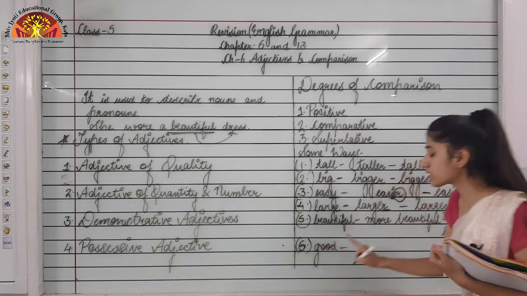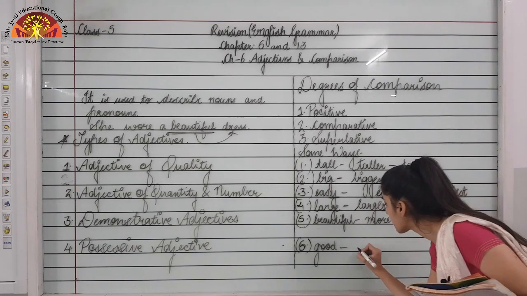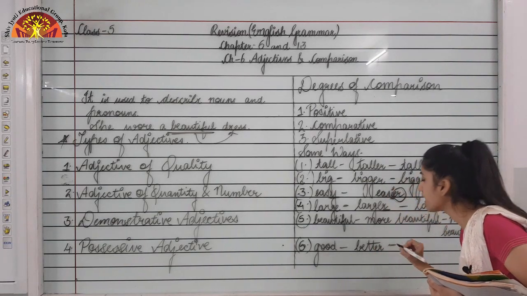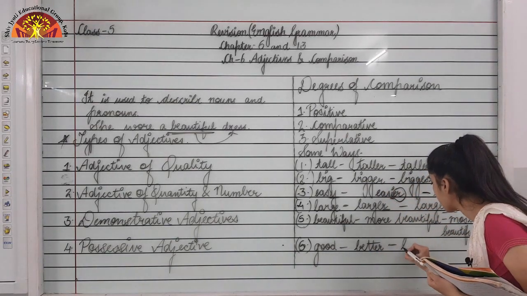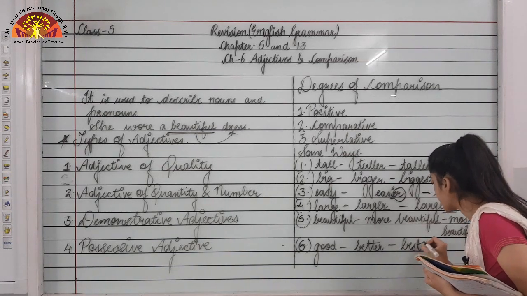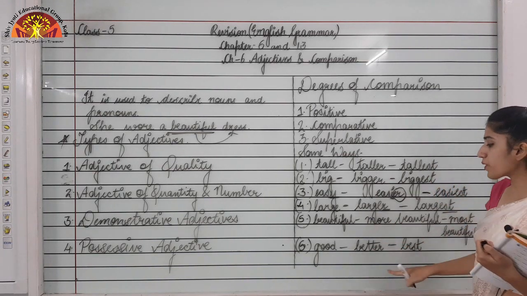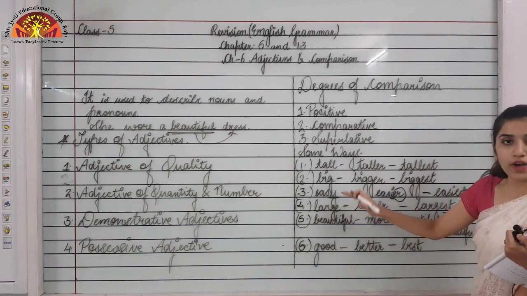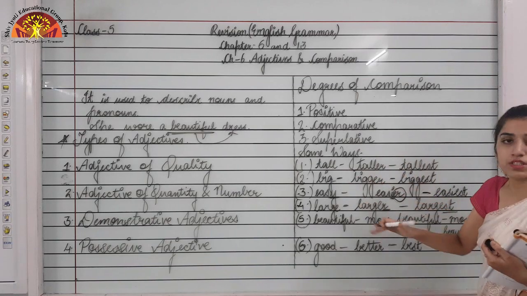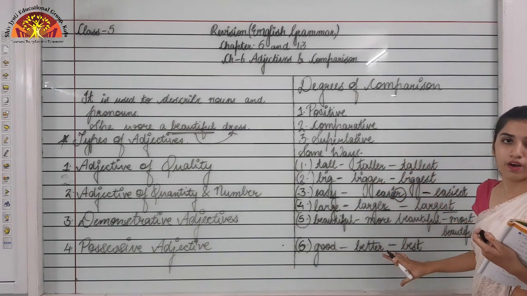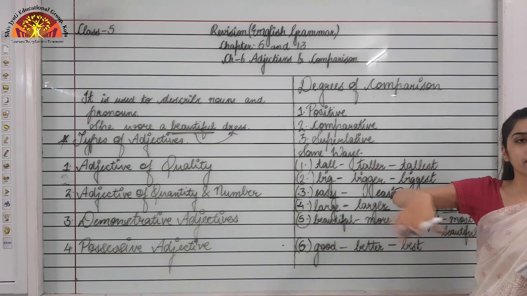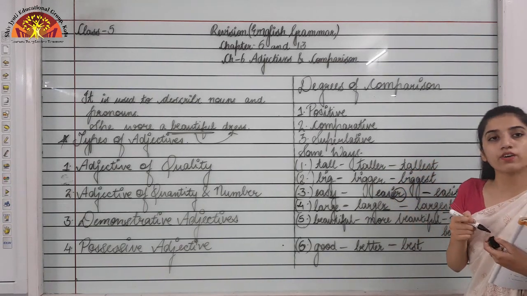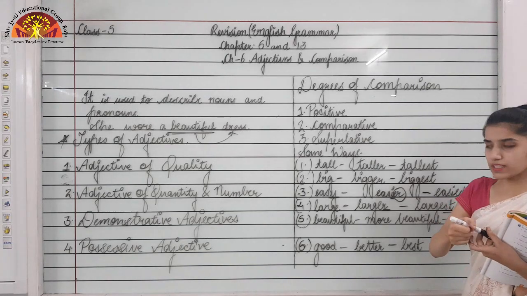So what is the comparative degree of good? That is better, and the superlative degree is best. You can see over here that I am not following the rules that we have studied above. They don't follow these rules, and they are irregular adjectives. Okay, so these were the rules.